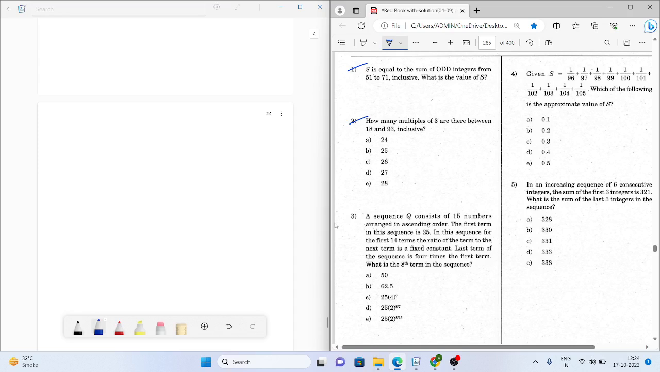Now I do question number three. A sequence Q consists of 15 numbers arranged in ascending order. The first term in this sequence is 25. For the first 14 terms, the ratio of a term to the next term is a fixed constant. The last term of the sequence is 4 times the first term. What is the 8th term of the sequence? So this type of question we also did, but I solve it.